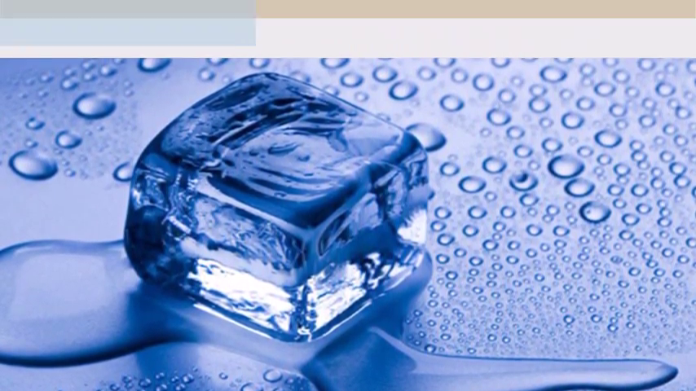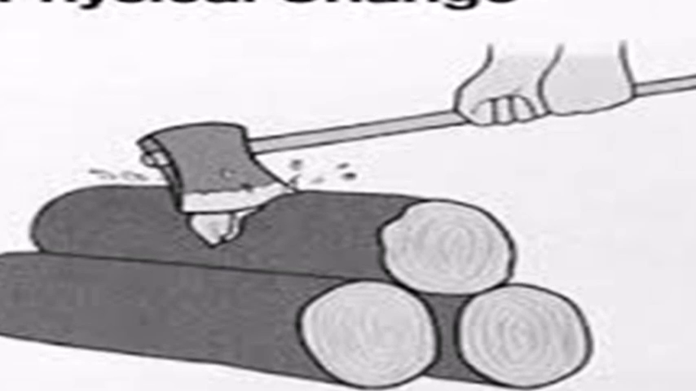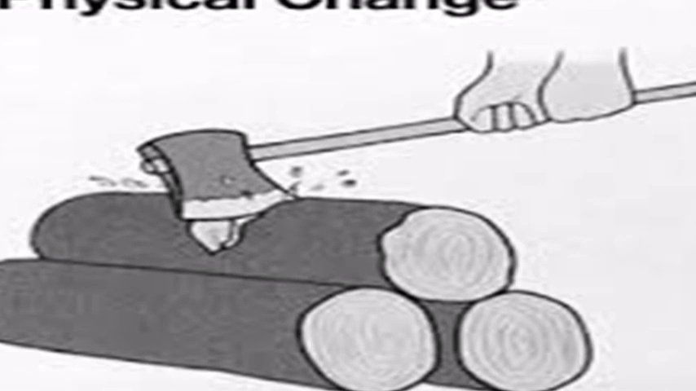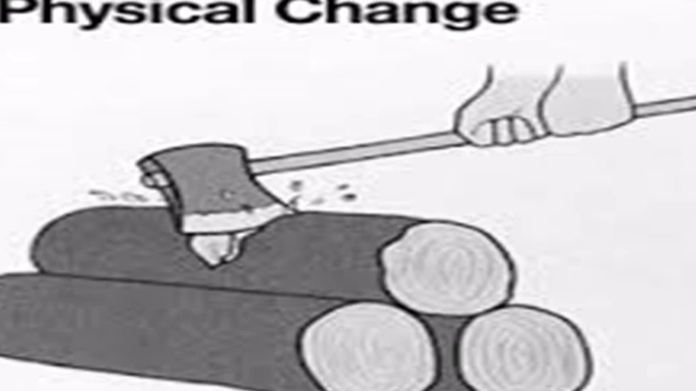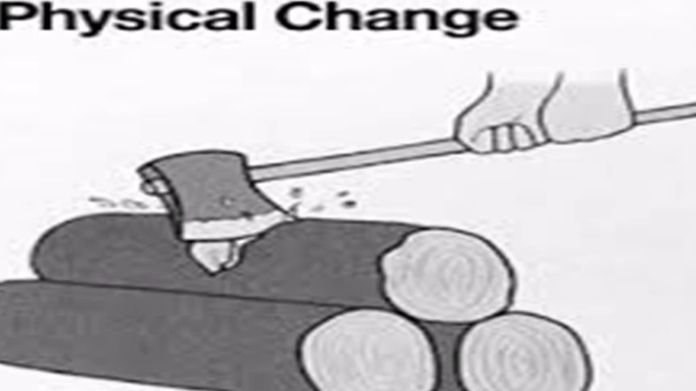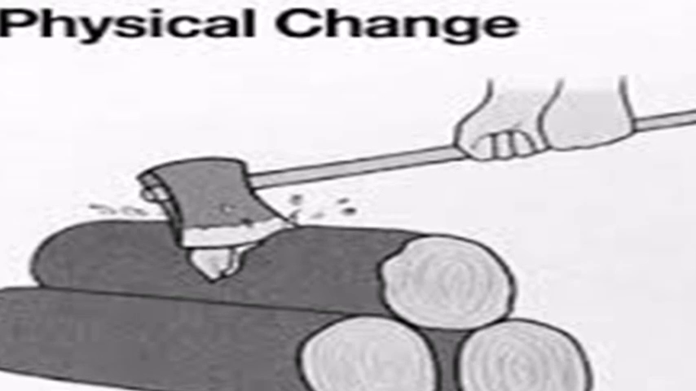Another example of a physical change is chopping wood. When you chop wood, you're just breaking the wood in half. You can always combine it to make the wood again, but it's not creating a new substance, so that makes it a physical change.